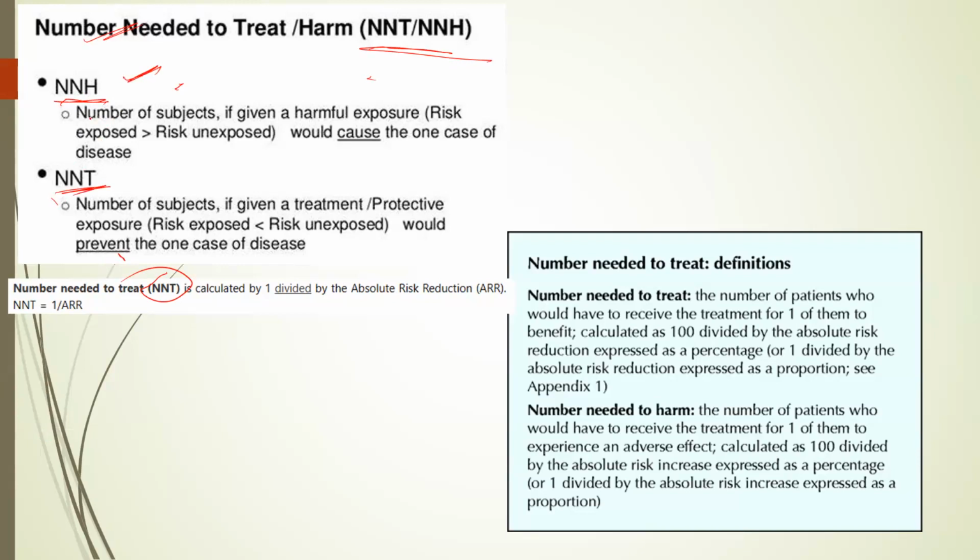Numbers needed to harm is the number of subjects who, if given a harmful exposure, which is generally a risk factor, would cause one case of a disease. So you're checking the chances of a particular risk factor resulting in one case of a disease in a population. That is the number of subjects who need to be exposed to the risk factor to get at least one patient as a disease positive patient. Is that clear? These are different ways in which this can be framed. You have to memorize it. There's no option. Any doubts? Do you want me to repeat the definition again?